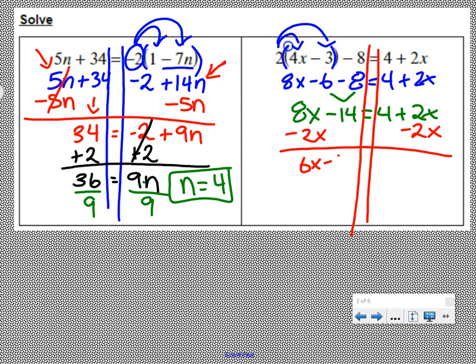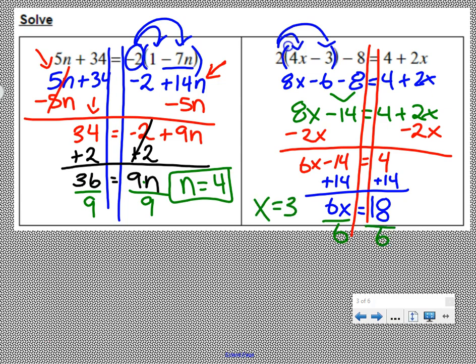We have 6x minus 14 equals 4. Undo subtraction with addition. Add 14 to both sides. We have 6x equals 18. Undo multiplication with division, divide both sides by 6, and you should get x equals 3.